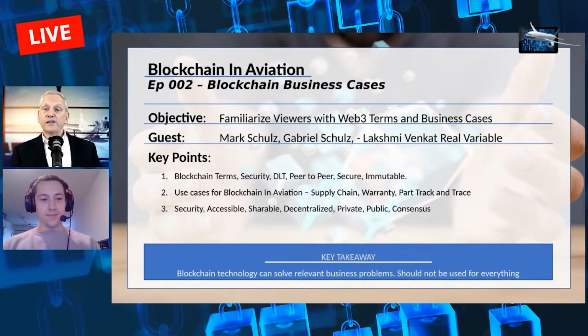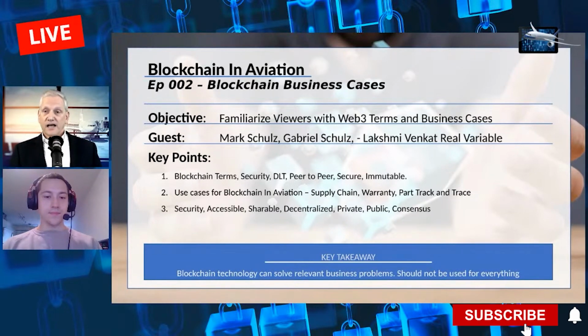And number 2, we looked at use cases for blockchain and aviation, which include things like supply chain and warranty and parts track and trace. There's many other applications, but those were some of the key ones which we really were bringing in. One of the things that was important about it is that it brings security, it brings accessibility, it brings the shareable, decentralized nature of the blockchain.